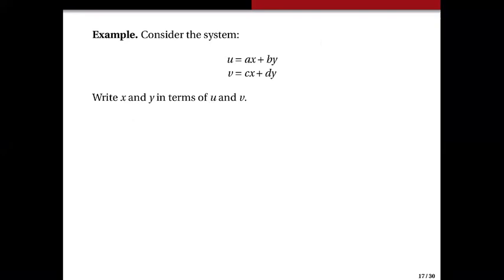So what we're going to do here is the following. We write this as a matrix equation. Recall from the previous lecture, you have a linear system, you can write it as a matrix equation. So this can be written as (U, V) equal to the matrix (A, B, C, D) multiplied to the vector (X, Y).